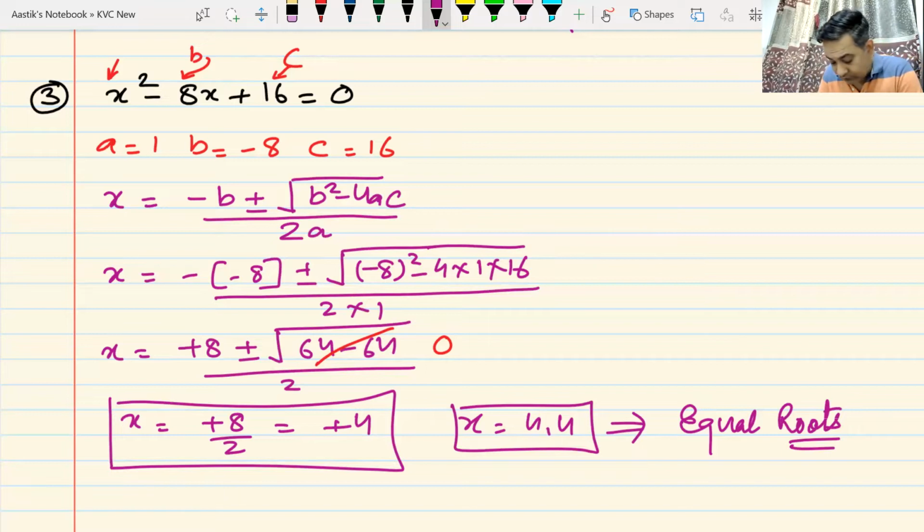Sir, there is given 0, so we have to do it with 0 both times, and that time we have to get plus or minus 0. So one answer you'll get by plus 0, the other answer you get by minus 0. So 8 plus 0 by 2, 8 minus 0 by 2. You end up with 4 and 4.